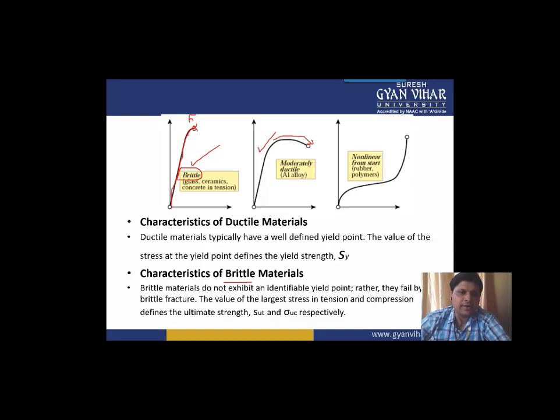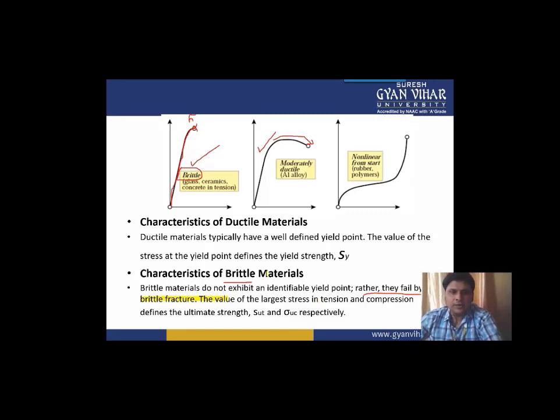Brittle materials do not exhibit an identifiable yield point; rather, they fail by fracture. The value of the largest stress in tension and compression defines the ultimate strength, which is denoted by either SUT or sigma UT.